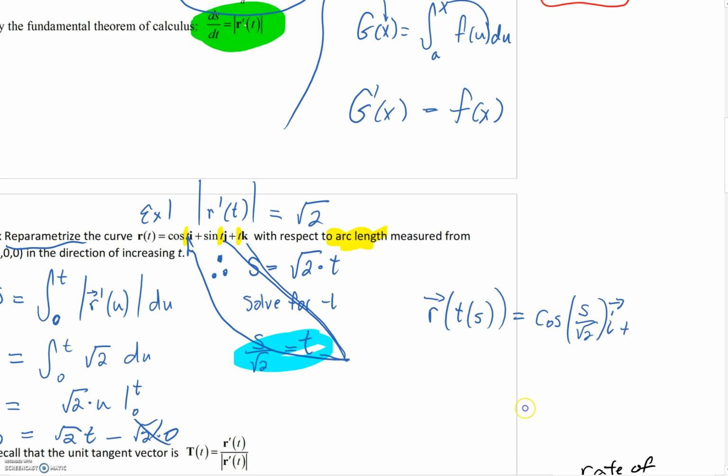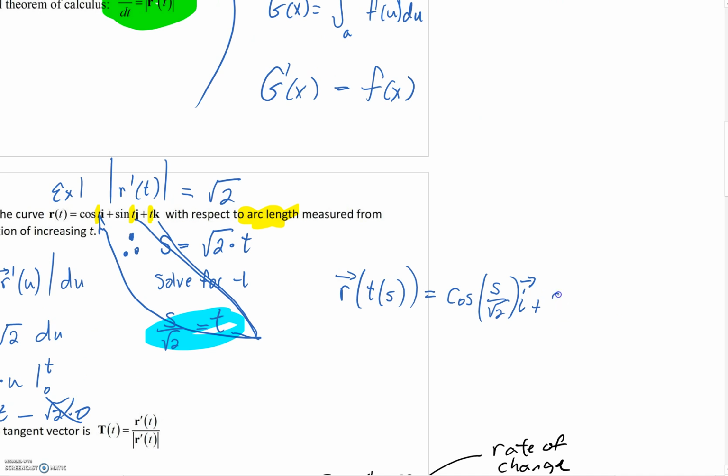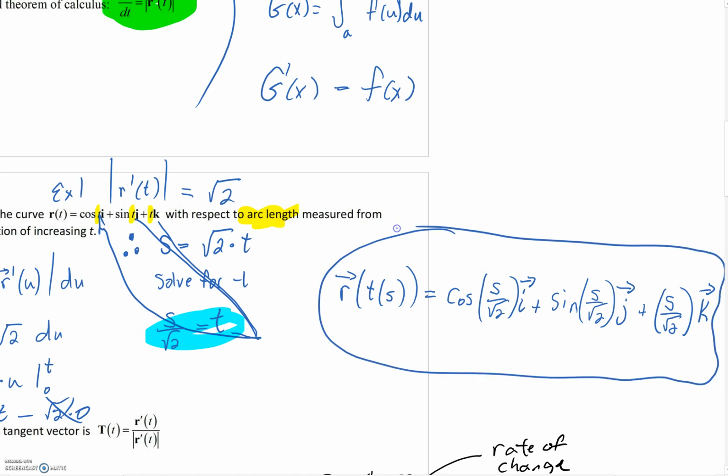And I just want to show you, you will have to write out ijk's sometimes. You'll have sine, and for your t again, it's s over radical 2 here. That's your j, times vector j. Finally, we've got our t here. Well, that's s all over radical 2, and that's times a vector k. So this is reparametrized. Your vector function now has arc length in it. And in case someone said, well, when the arc length measured from a certain point is a certain value.